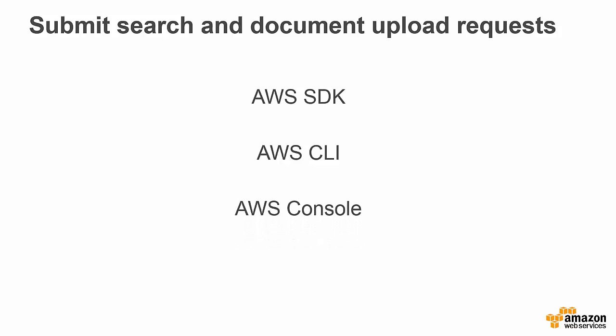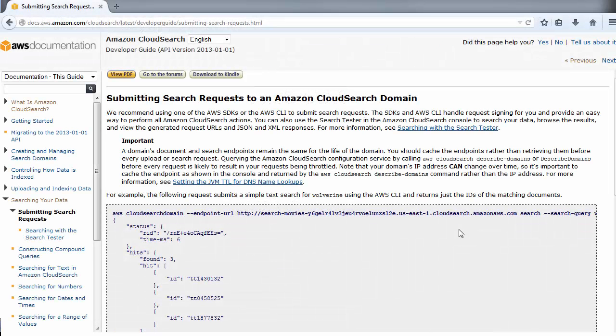To submit search requests and document upload requests to your domain for real usage, use the AWS SDK or the AWS command line interface. As we saw in this demo, you can use the console to get started and experiment with your data before building your application. To find out details about how to use the AWS SDK and the AWS CLI to submit search requests to your domain, receive search results, and update documents, refer to the CloudSearch Developer Guide.